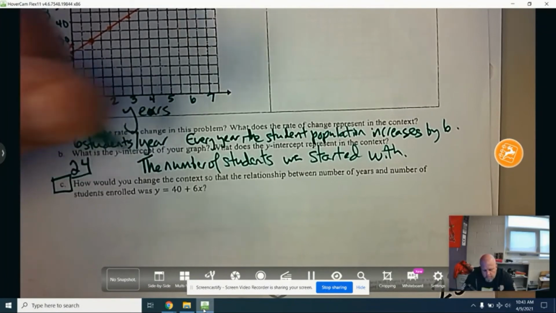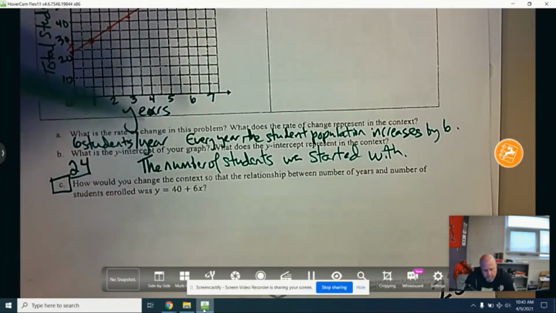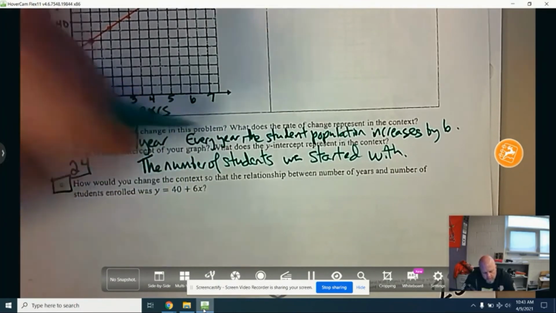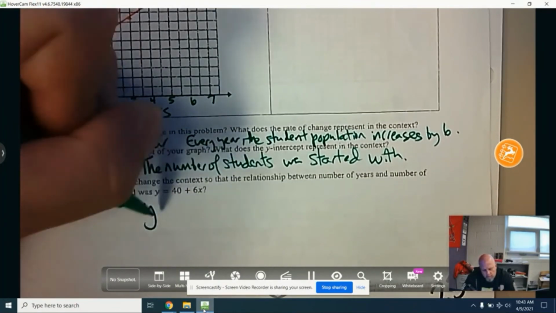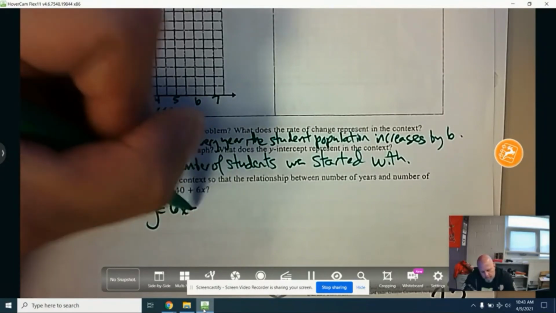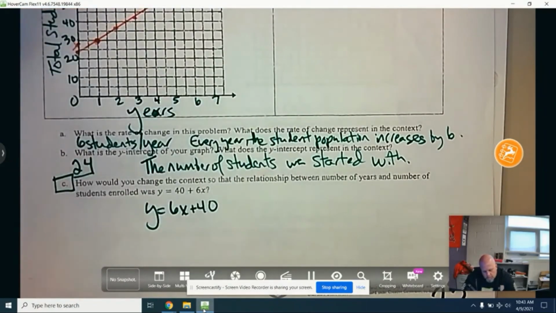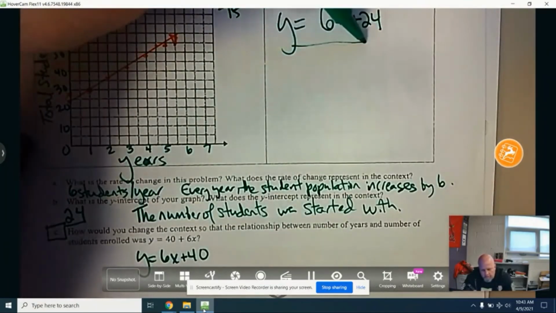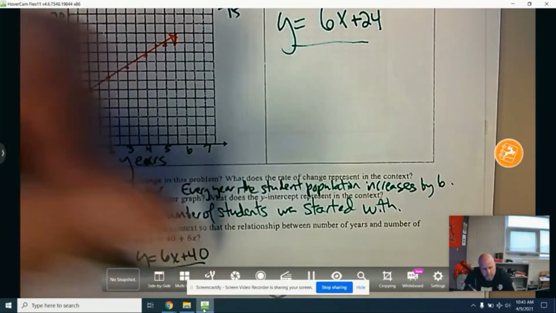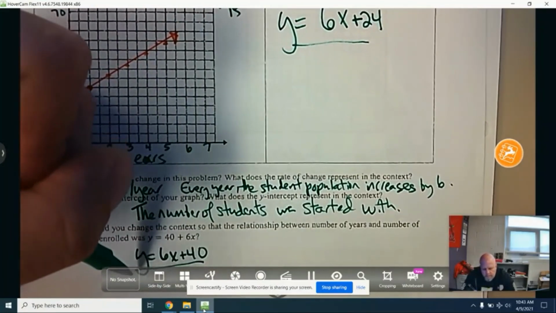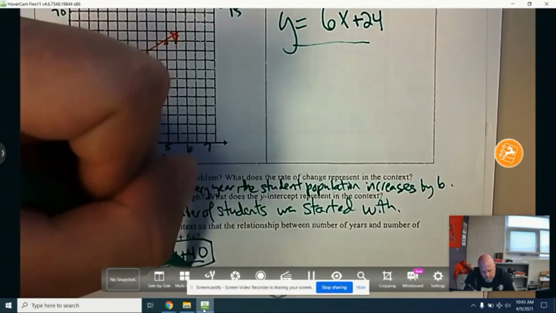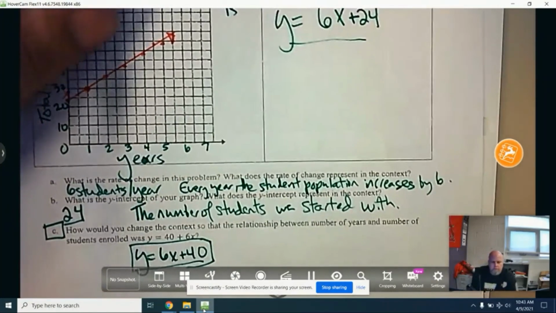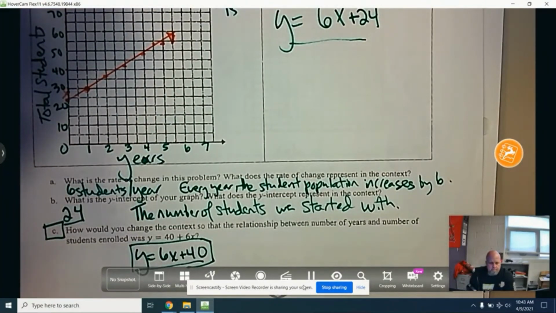Okay. All right. Letter C. How would you change the context so that the relationship between the number of years and number of students enrolled was changed around to y equals 40 plus 6x, which is the same thing as saying y equals 6x plus 40. Okay, so we want to change our equation from this to this. And if I do that, what does that mean in terms of the story? Okay, what do I need to change in the story to make this equation? All right, you guys go ahead and type that answer down.